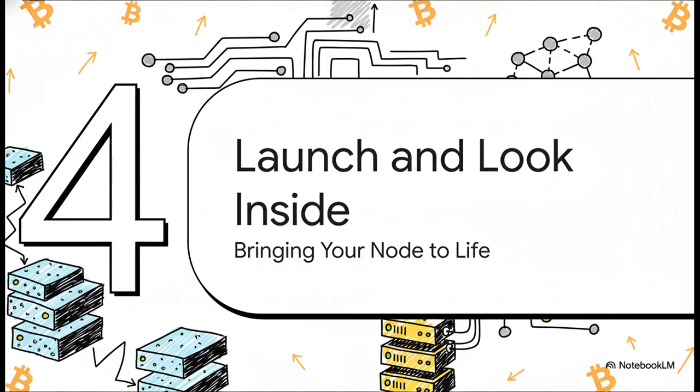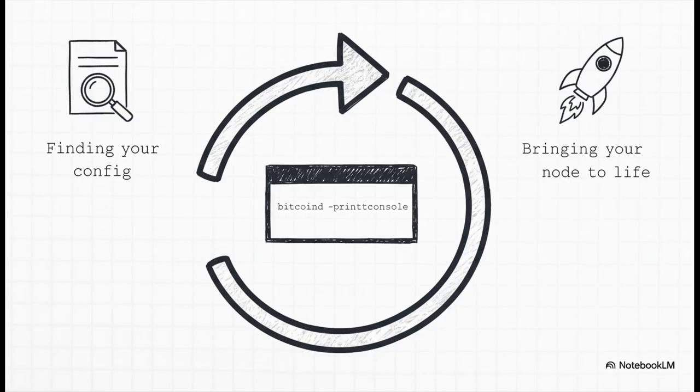All right, you've made your choices, you've written your config file. Now it's time for the payoff. It's time to bring your custom-built node to life and make sure it's actually following your orders. And look at that, we've come full circle. We're using the exact same command we started this whole journey with, bitcoind -printtoconsole. Only this time, we're not just looking for a file path. No, this time we are watching our own custom node boot up with our settings.